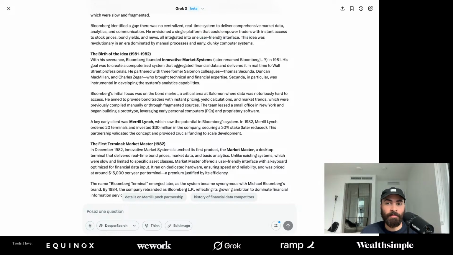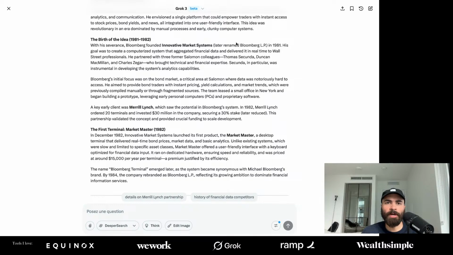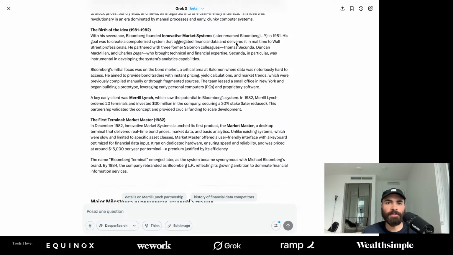For his time, Michael Bloomberg made something that was very user friendly, and it became extremely successful, and then it never changed, which is very interesting. There was no centralized real time system to deliver comprehensive market data, analytics, and communication. He envisioned a single platform that could empower traders with instant access to stock prices, bond yields, and news, all integrated into one user friendly interface. Revolutionary in an era dominated by manual processes and early clunky computer systems.